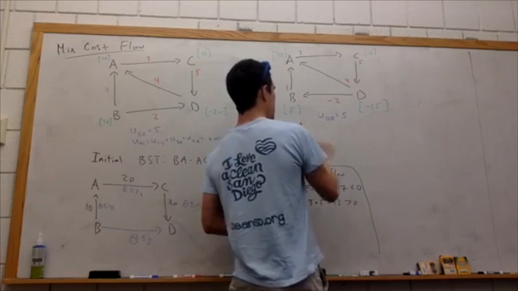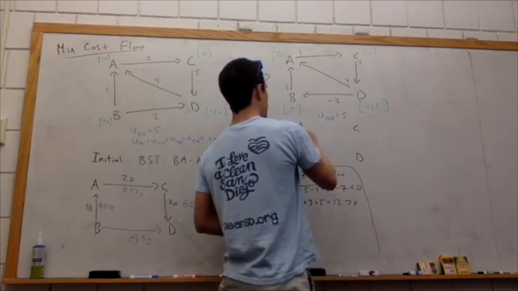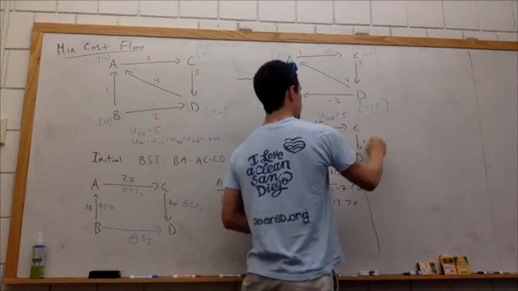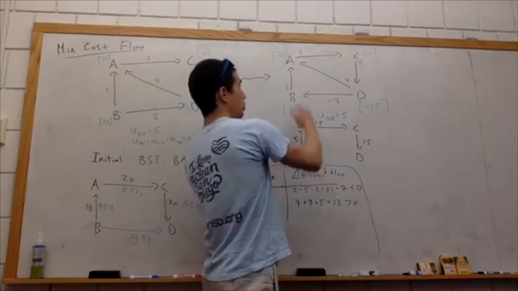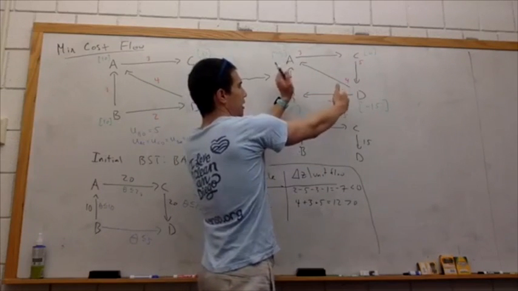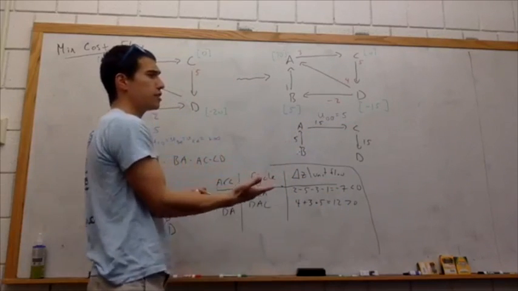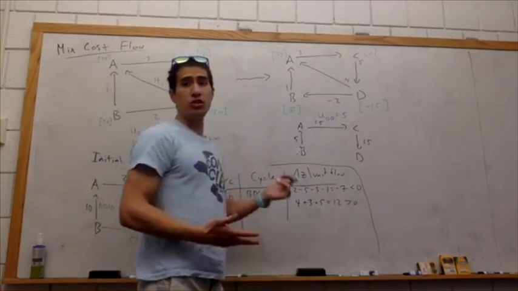A, B, C, D. Now I'm sending only 5 units from B to A, only 15 units from A to C, and only 15 units from C to D. And this is our basic feasible solution in this updated graph. So here, I've imagined that I've already sent 5 units this way. So this is the basic feasible solution. And now we can do the same thing. We can check, is this solution optimal?